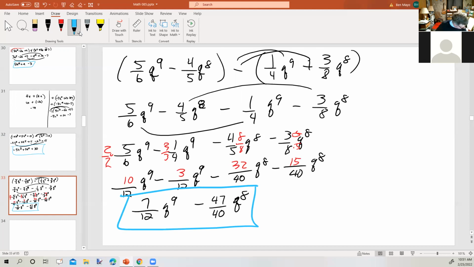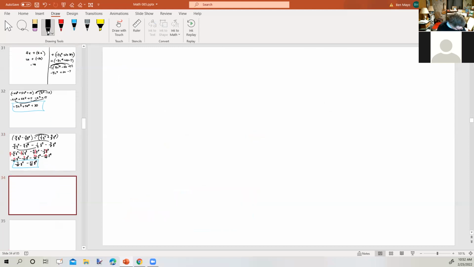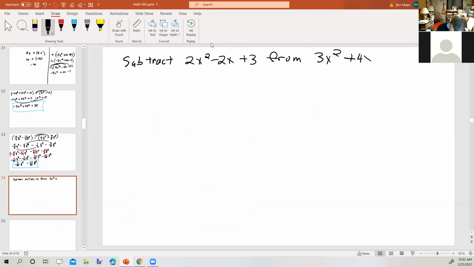Okay, let's see. Now, this says subtract 2x squared minus 2x plus 3 from 3x squared plus 4x plus 5.